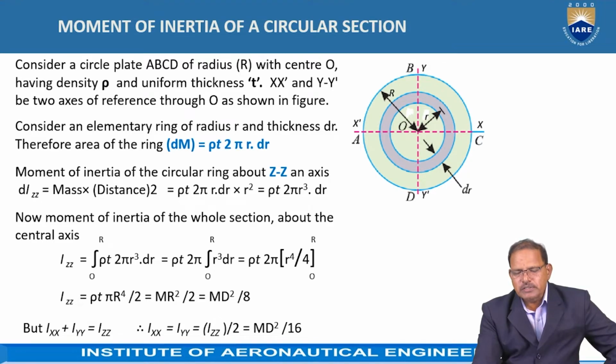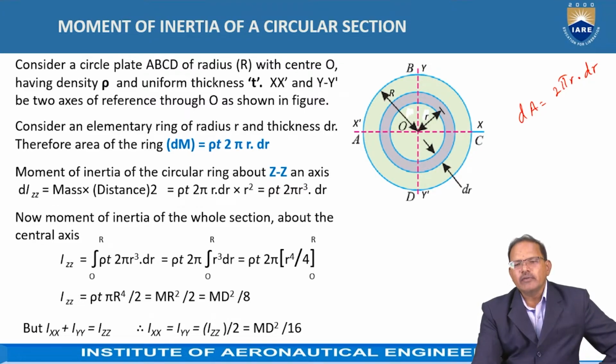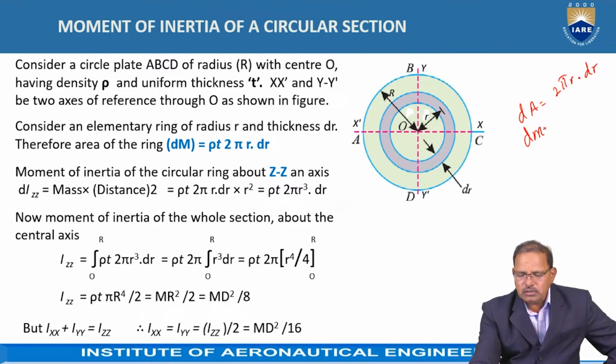The area of the strip is given by dA, which can be written as 2 pi r dr. Since it has uniform thickness T and rho is the density of the material, the mass of the elementary strip is rho T 2 pi r dr.